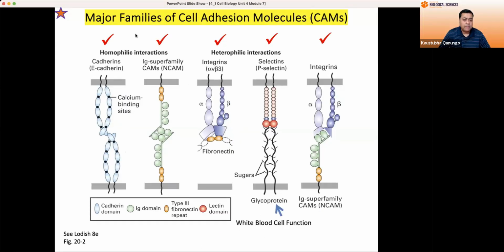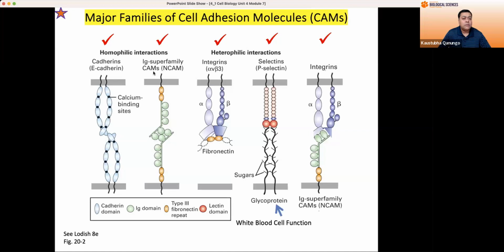What are the major families of cell adhesion molecules? The first one is your cadherins, or E-cadherins, based on epithelial cadherins. You can see that each one of them remains as a dimer and interacts with another set of dimers on the other side. They have these calcium binding sites. So calcium is absolutely important. And then you have the Ig superfamily of CAMs, sometimes known as NCAMs, or neural cell adhesion molecule. So neural CAM, NCAM, we're going to talk about that.